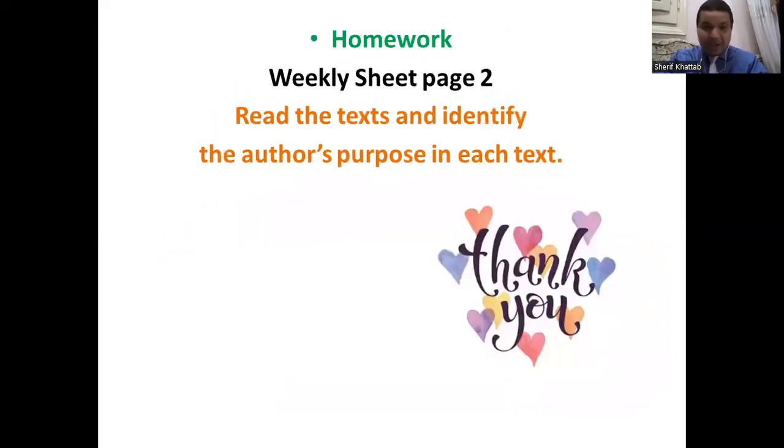Your homework, inshallah, is going to be on the weekly sheet, page number 2. Please read the text and don't be lazy, guys, and identify the author's purpose in each text.